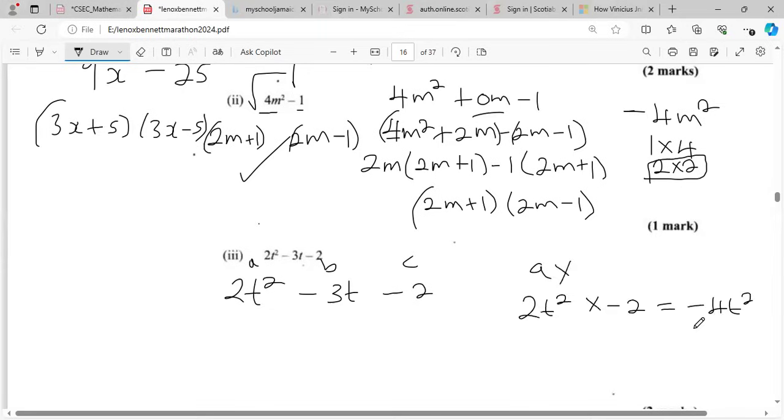Alright. So the factors of 4 are 1 and 4, and 2 and 2. We can eliminate 2 and 2 because the difference should be 3, not 0. So we know it's 1 and 4. But we must set it up in such a way that we get negative 3t. So that means the bigger one has to be negative, right? So it has to be negative 4t plus t, because remember, you want it to be 3.